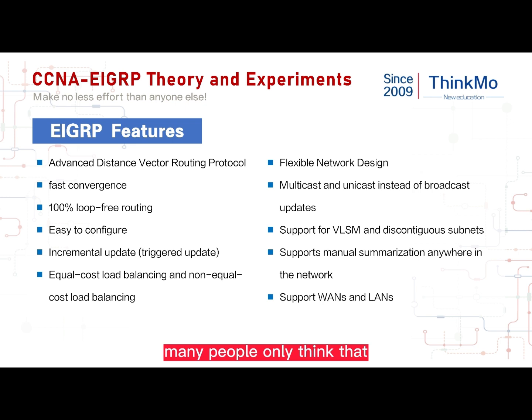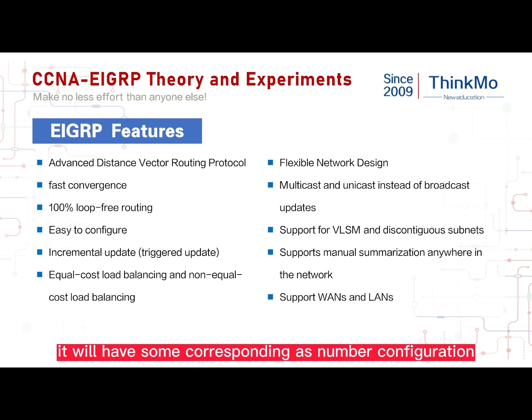Many people only think that EIGRP is a Cisco proprietary protocol. Just like OSPF, many people don't even know it used to be deployable on the public network. Actually, this protocol is really powerful. Now it is only used on IGP. But in a moment we will learn about its configuration. Everyone should know it will have some corresponding AS number configuration.